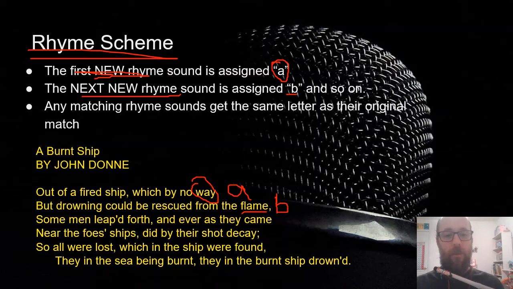Some men leapt forth and ever as they came. Way, came. No. Flame, came. Do they match? Yes, they match. So what letter does this get? B. Because it's the same. They get matching letters because they're the same. So right now our rhyme scheme is A, B, B, something here.